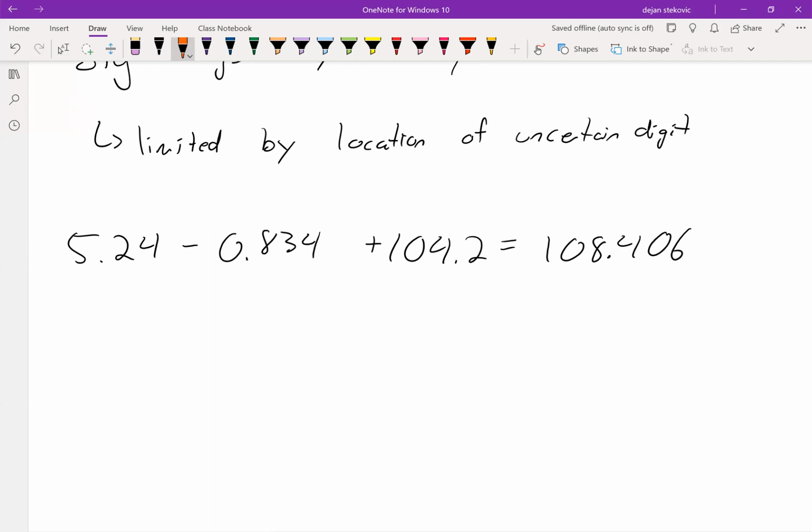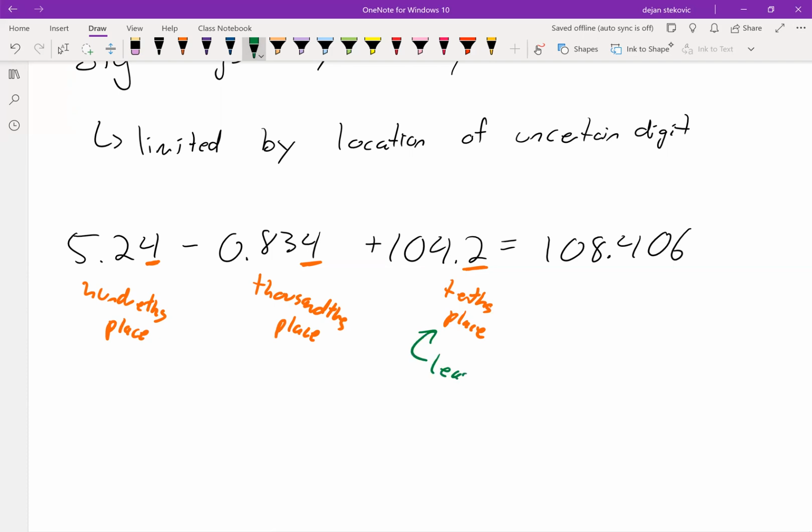So remember, your uncertain digit is your rightmost sig fig. So in this case, it's this 4, it's this 4, and it's this 2. And so what we have to look at is which one has the least level of precision. So this one is in the hundredths place. This one is in the thousandths place. And then this one is in the tenths place. So what you're looking for is which uncertain digit is furthest to the left. That one's going to be your least precise. And in this case, it's this one that's in the tenths place. That's the least precise.